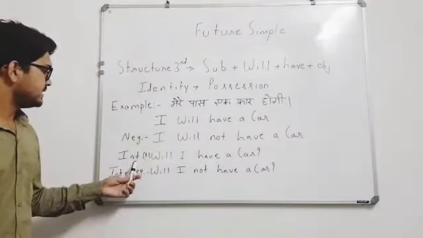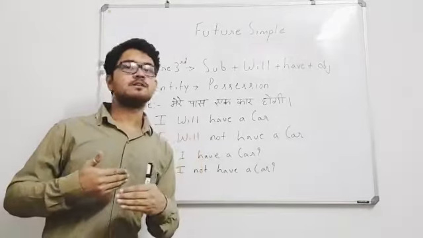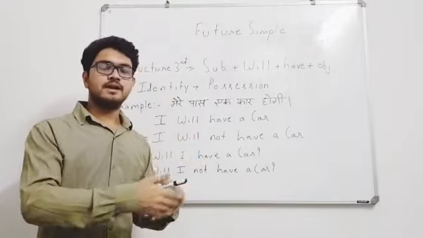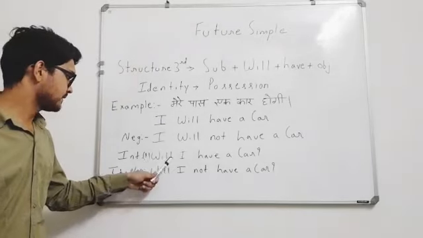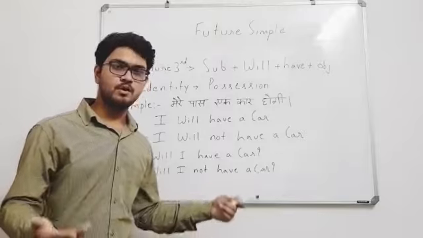Okay, and again in the interrogative sentence we have to do the same thing. We have to put our helping verb in the first place, and after that we put our subject, and later on everything else, and the sentence will be fine again. So we can see: will I have a car? Okay, I hope you got it.